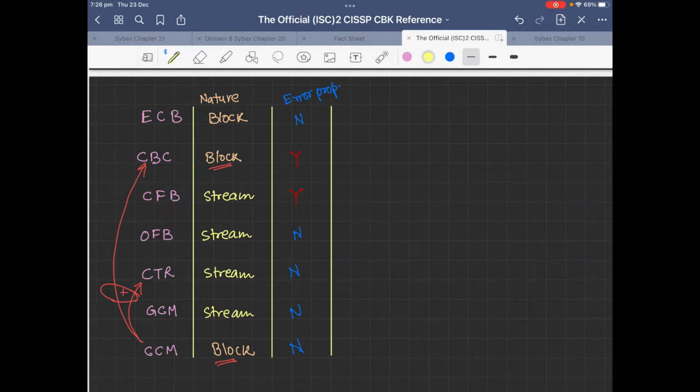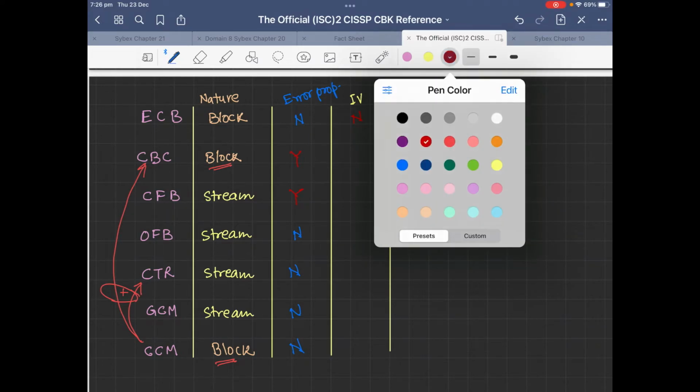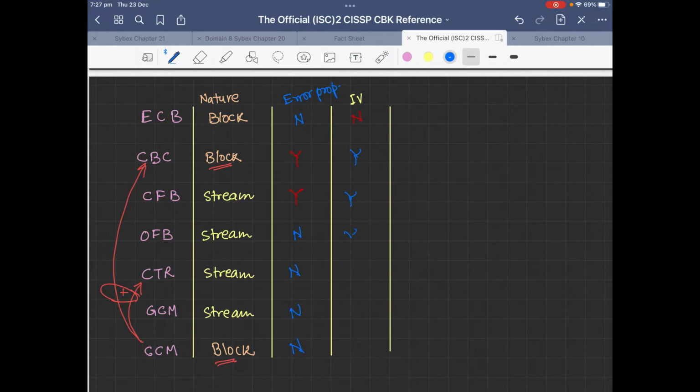Now coming next, as I talked about the initialization vector, let me write here IV. Is the initialization vector used or not? So we definitely know that an initialization vector is used in CFB, and CBC also uses an initialization vector for the first set of XOR. So the only mode which does not use an initialization vector is ECB. So here it will be no, and in all other places, yes, they all use an initialization vector, right? So this is also very important to know.